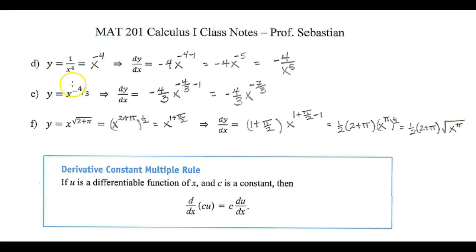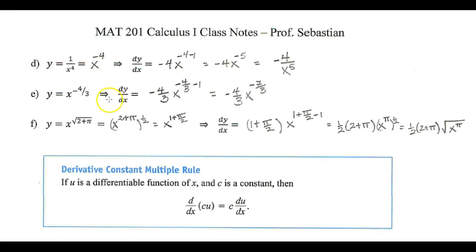In part D of example 29, y equals 1 over x to the 4th. I need to write that as x to a power first. 1 over x to the 4th is the same as x to the minus 4, right? A positive exponent in the denominator is a negative exponent in the numerator. Once I have it as x to a power, I follow the same rule. Bring the negative 4 down, and then subtract 1 from the exponent. Minus 4 minus 1 is now minus 5. So it's minus 4 x to the minus 5. If I want to put that back into the denominator as a positive exponent, it's minus 4 over x to the 5th.